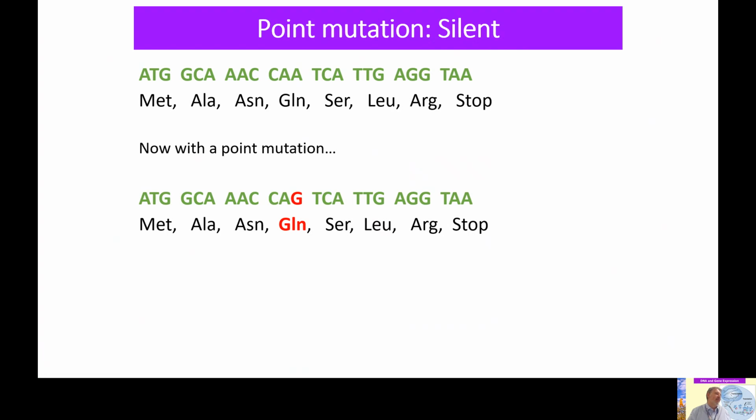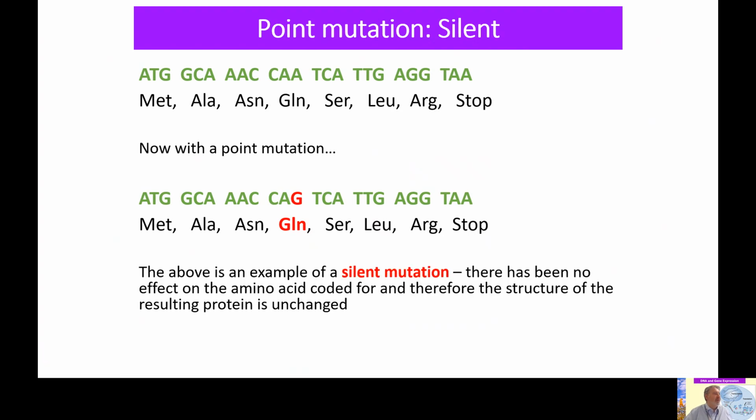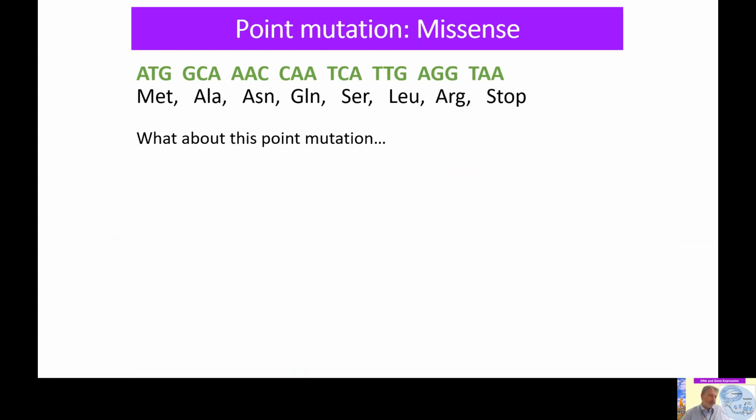Well, this one is silent, basically because codons are degenerate. CAG and CAA both code for glutamine, they code for the same amino acid, so that's no problem. That's not going to cause a problem. Okay, no effect on the actual protein, so therefore no effect on the actual organism. Okay, so we might get missense.